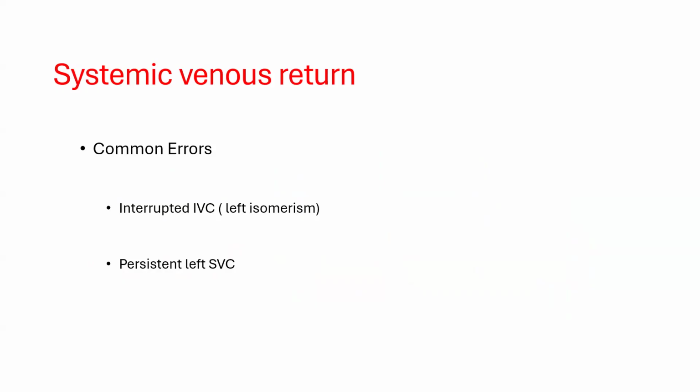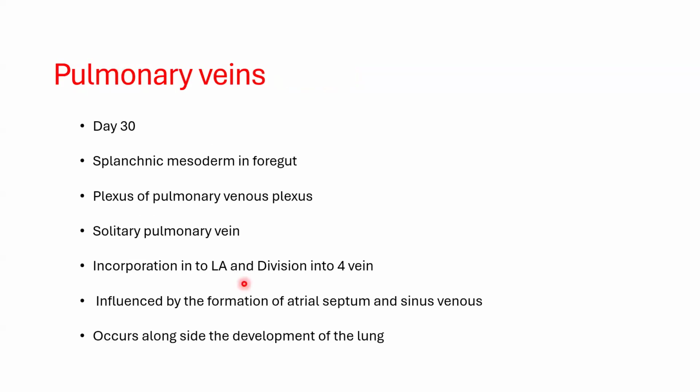Okay. So I'll just continue then to the pulmonary veins. The pulmonary veins occur at the foregut, and they arise from a plexus of pulmonary veins that join together to form a common pulmonary vein.